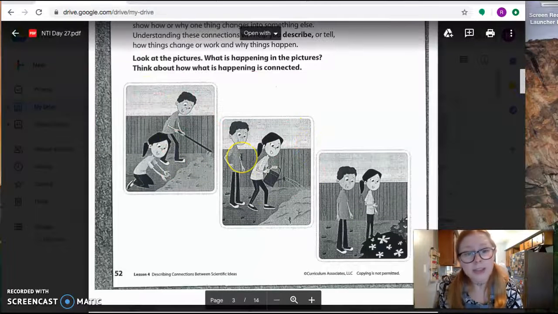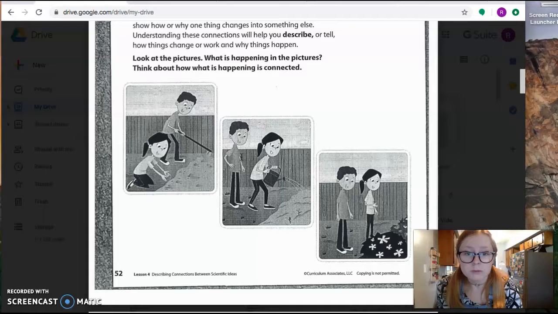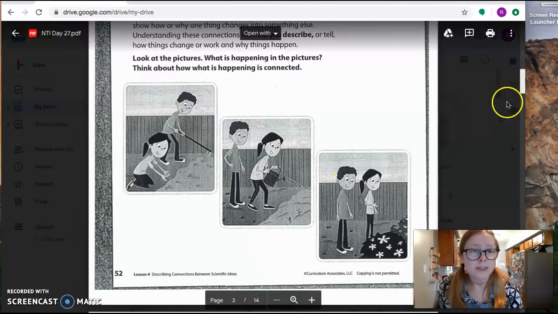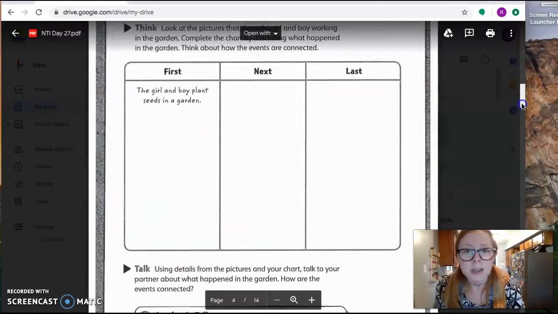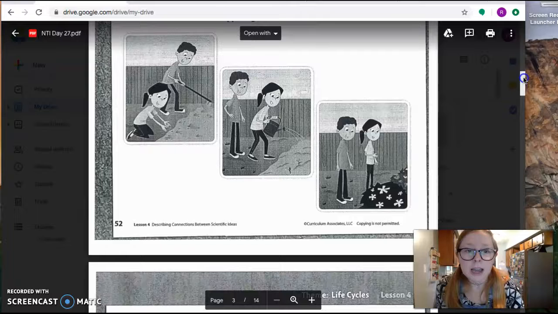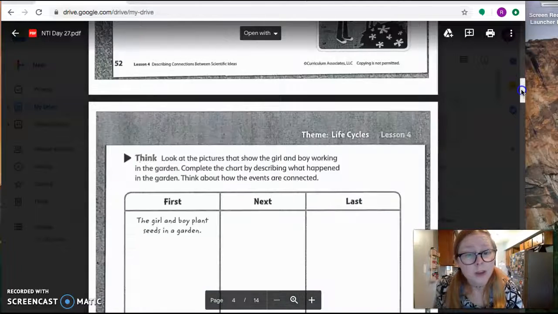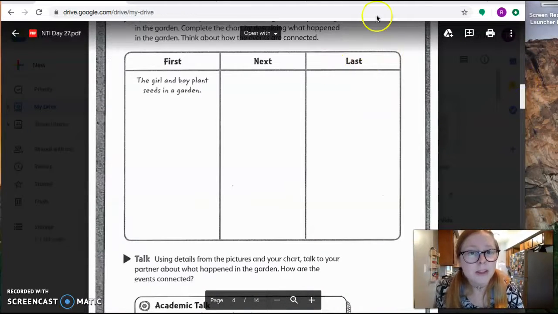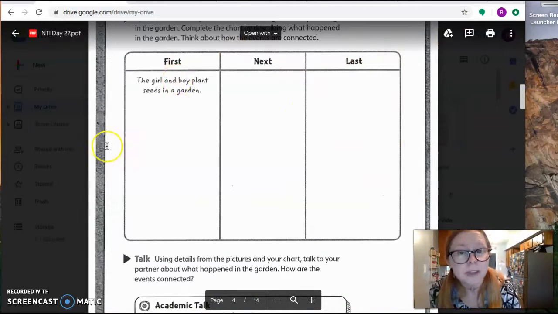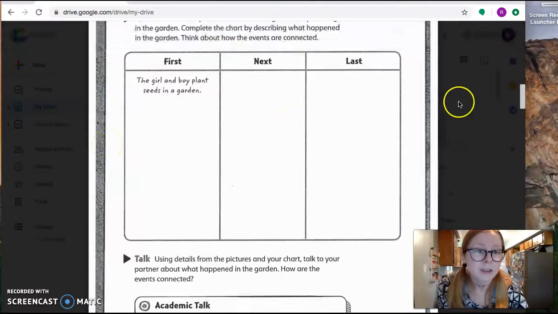Then what do they do in the second picture? They're watering the seeds that they planted. So you need to write that in here. So you could put next, they did that. Last, what happens after they water them? The flowers do what? They finally grow after they are finished watering them. So that's what we would write in the last column. So that's still sequence of events. That's the order that things happened.